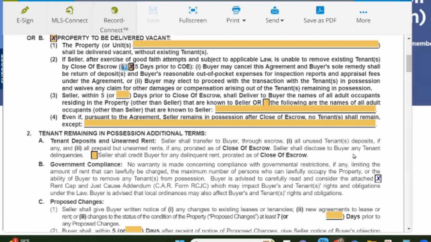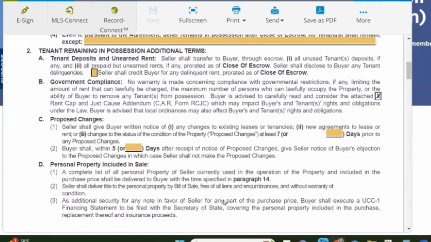So this says the seller shall transfer to the buyer any unused tenant deposits. This is if the tenant is remaining in possession. So when you move in and you have to give a $1,000 deposit or whatever, as the buyer, you get that $1,000 deposit so that when the tenant does eventually move out, you've got that deposit to give back to them. If there are any prepaid rents, and the seller has to disclose whether the tenants are delinquent on their rent, so you know whether the tenants are current or not paying.